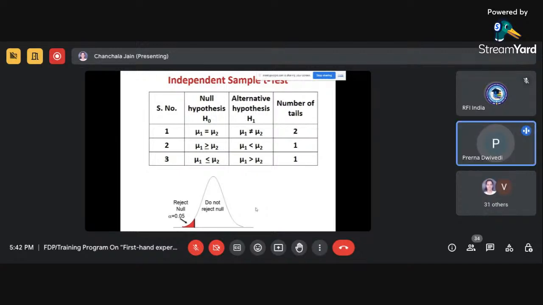Ma'am, when the null hypothesis is given as mu1 is greater than equal to mu2, then in the second case the alternative hypothesis will also be mu1 is less than equal to mu2, no?